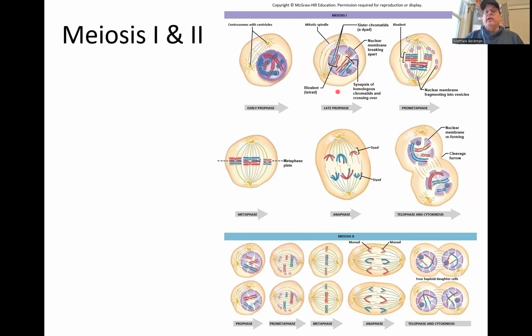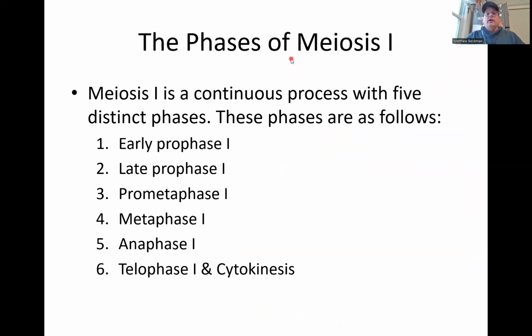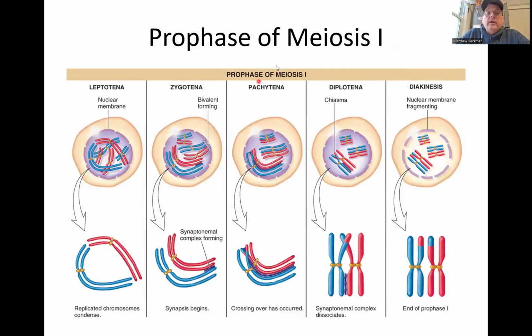And again, the recombination part that we're going to focus on happens right here in this stage I'm circling. Actually, this says late prophase. It starts in early prophase. So again, the phases of meiosis: early prophase 1, late prophase 1, prometaphase, metaphase, anaphase, telophase, and cytokinesis. And the prophase of meiosis 1 has these early steps: leptotene, zygotene, pachytene, diplotene, and diakinesis. I don't expect you would memorize those. I don't have them memorized.